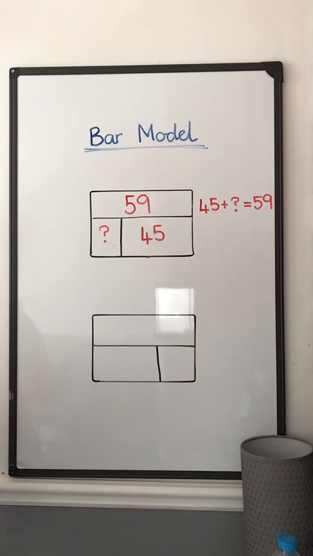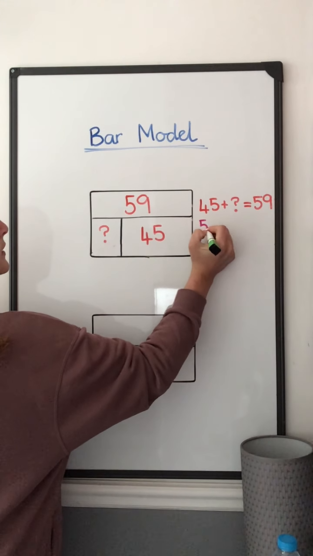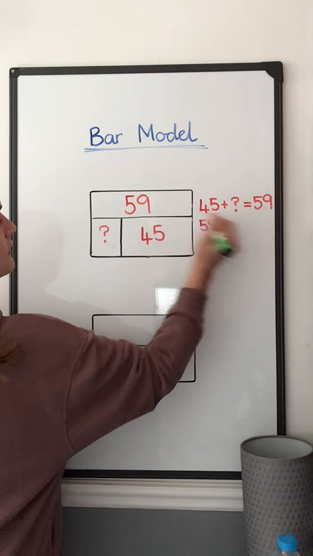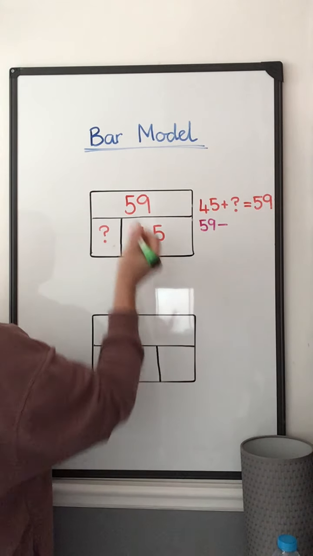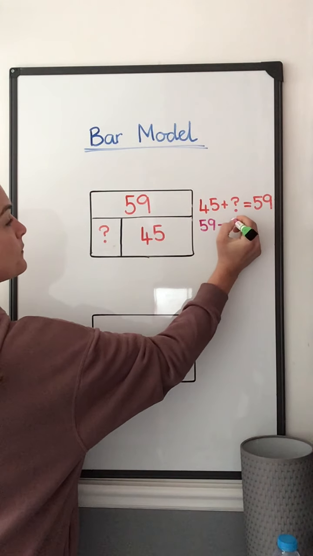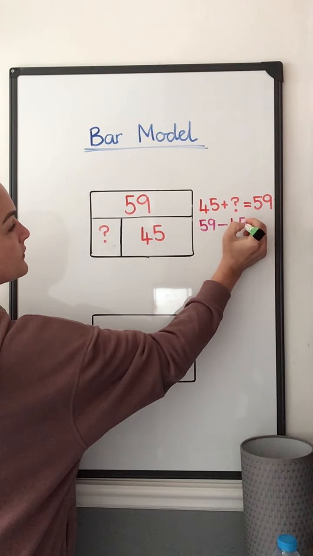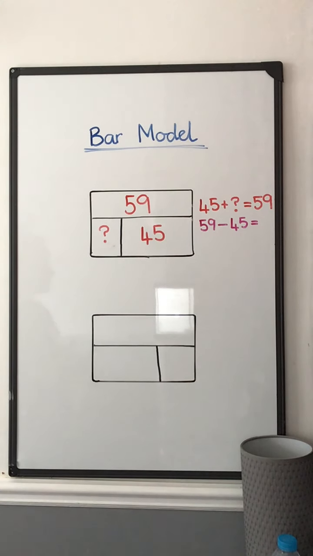I'm going to change my colour for my inverse sum. I'm going to take my total, because I know that that's at the top. 59, take away. Now, the only number I've got is 45. So I can only work with that number. 45 equals. Now again, you can use your partitioning. So bar model is there to help you visualise it, but you will still need those other strategies to help you.